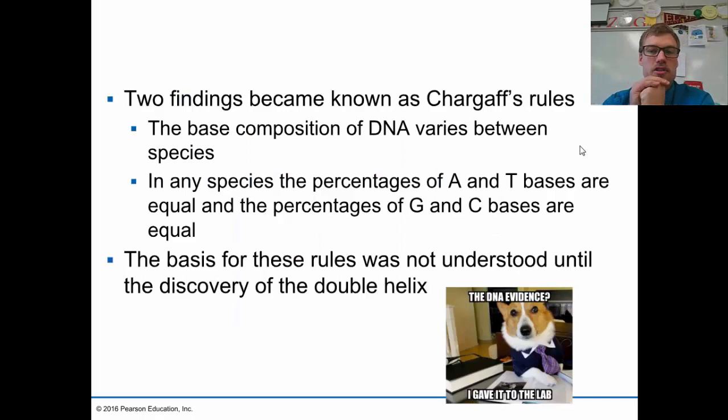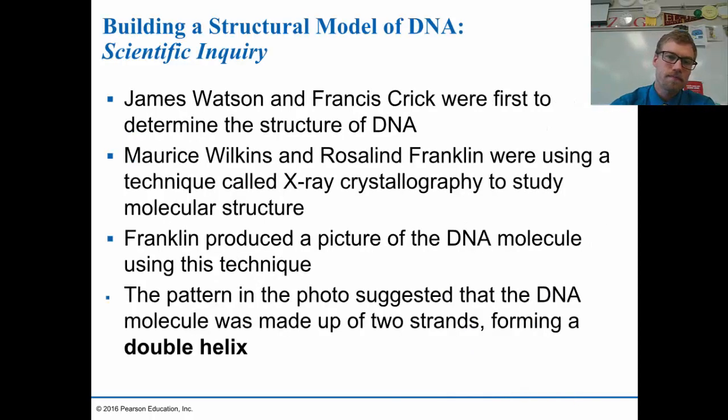So the two findings became known as Chargaff's rules, which is that the base composition of DNA varies between species, and also that in any species, the percentage of A and T bases are equal, and the percentage of C and G bases are equal. Now, at the time, they didn't really understand exactly what that meant, but what we know today is that A pairs with T and G pairs with C, and that's the reason why those percentages are equal.